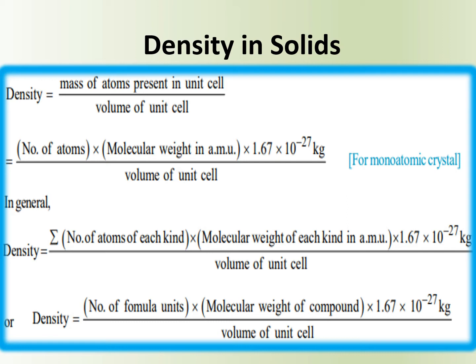Okay, in general we can say it is the summation of the number of each kind, that kind you have to write, and the molecular weight of that kind, divided by the volume of the unit cell. Or otherwise you can say the formula units. If it is given in a formula, from that we can find the density. So in all the ways, you have to find out the number and the molecular weight, convert it to kilograms, and the volume of the unit cell.